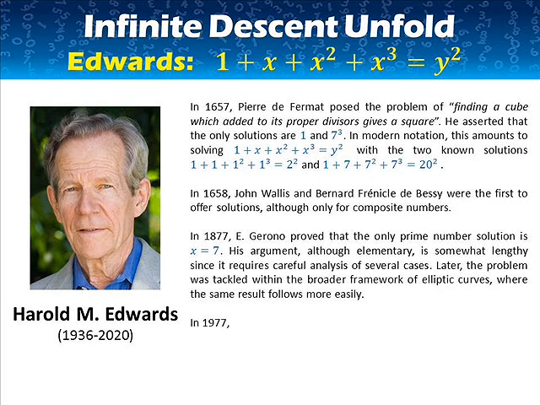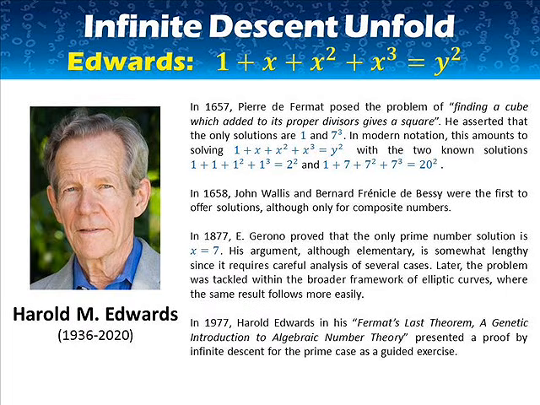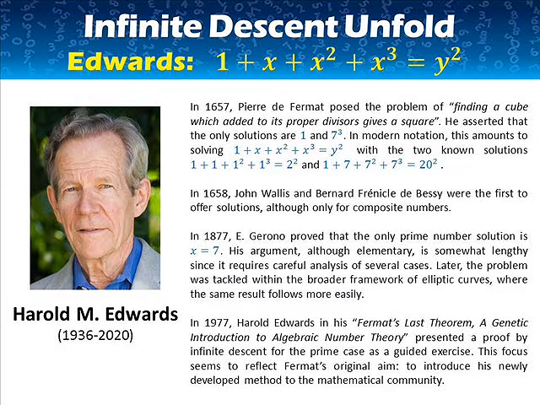In 1977, Harold Edwards, in his Fermat's Last Theorem: A Genetic Introduction to Algebraic Number Theory, presented a proof by infinite descent for the prime case as a guided exercise. This focus seems to reflect Fermat's original aim, to introduce his newly developed method to the mathematical community.